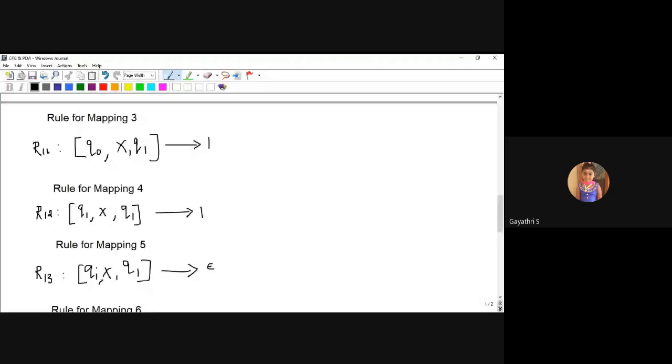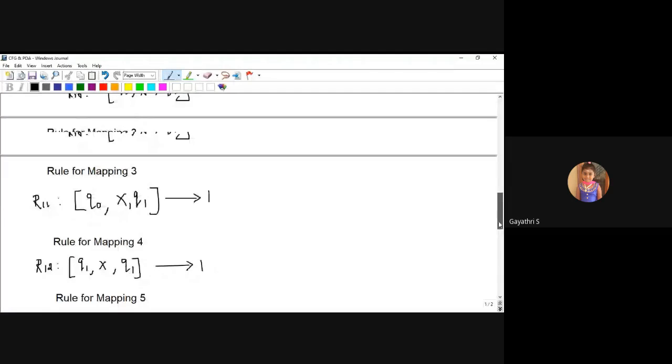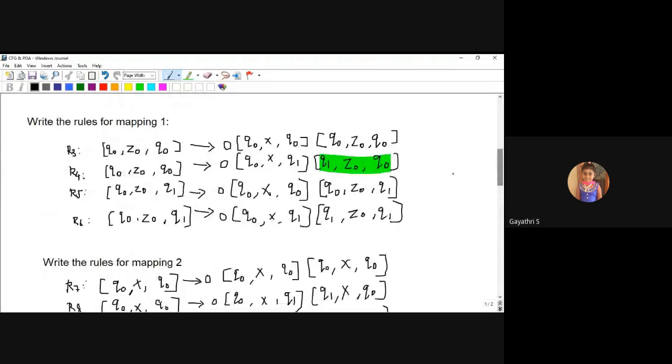But there is no left hand side rule for Q1 to Q0. Since there is no left hand side production, I could not find the replacement for the production Q1 to Q0. So I will eliminate the rules. I'm going to eliminate this production wherever it appears. So rule number 5, I'm going to eliminate rule number 5.